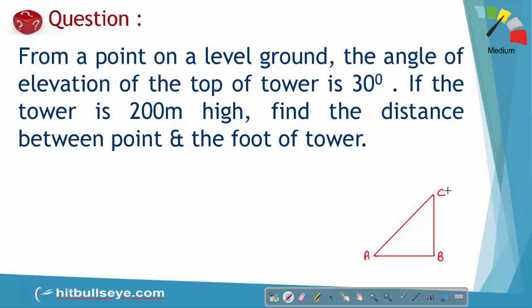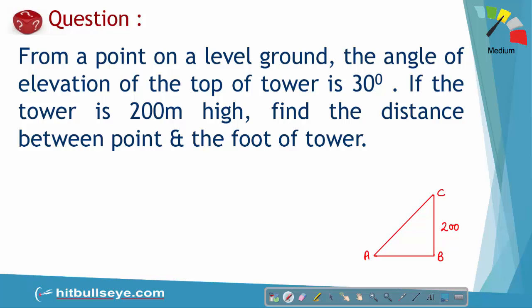Now what is given here? If the tower is 200 meter high, it means this length BC is given. Find the distance between the point and the foot of the tower. So AB is needed here. We want to calculate AB. Do we have any T ratio which includes BC and AB? Yes, we have. That is tan theta and cot theta. Let us apply tan theta.